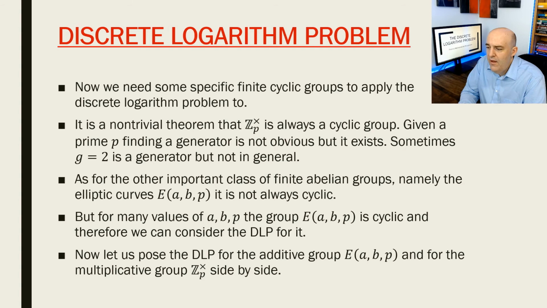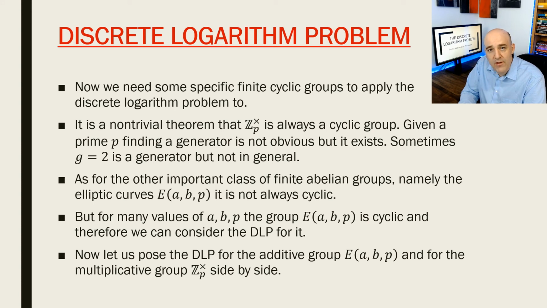Now, Z_p cross is a cyclic group. This is not obvious. It requires a proof, but it's true. Given a prime p, it's actually not obvious how to find the generator g, which generates the group. Sometimes 2 works, but it doesn't in general.